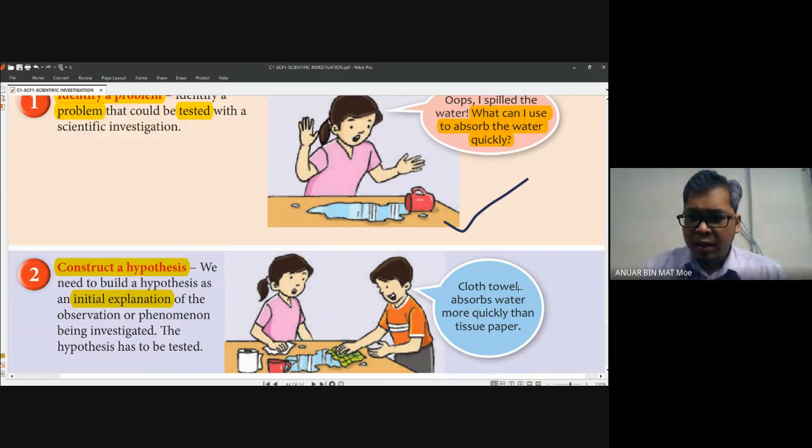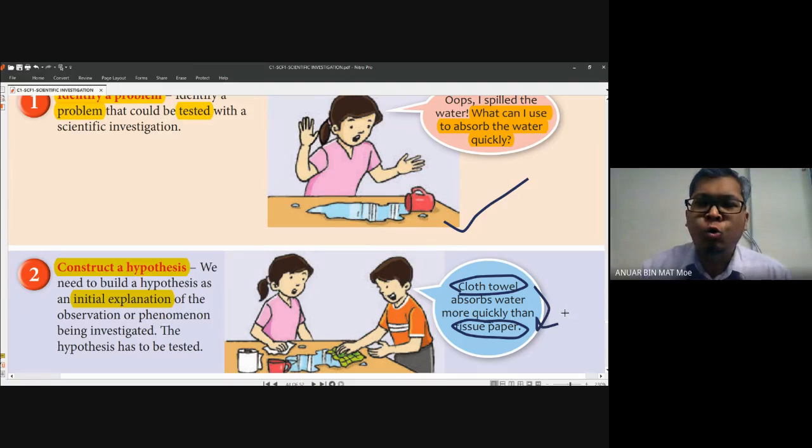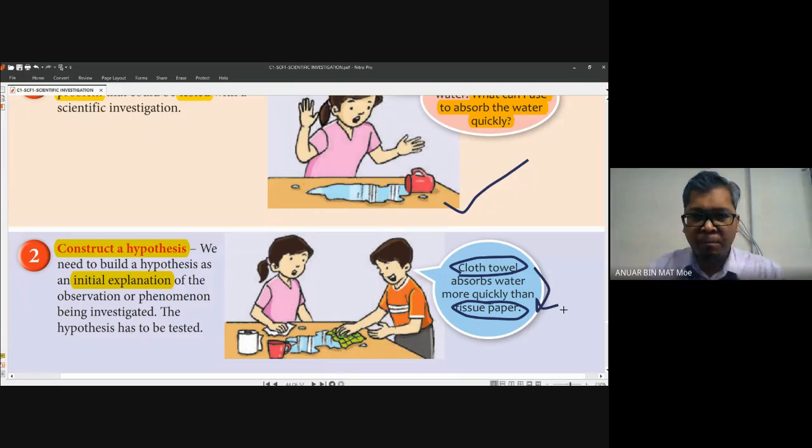Maybe in your mind, from recent experience, a cloth towel can absorb water, and then tissue paper also can absorb water. But which one do you think can absorb water quickly, or can absorb more? So this is what we call a hypothesis.